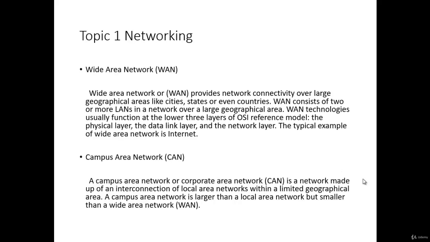Wide area network. A wide area network provides network connectivity over large geographical areas like cities, states, or even countries. A WAN consists of two or more LANs in a network over a large geographical area. WAN technology usually functions at the lower three layers of the OSI reference model: the physical layer, the data link layer, and the network layer. The typical example of a wide area network is the Internet.